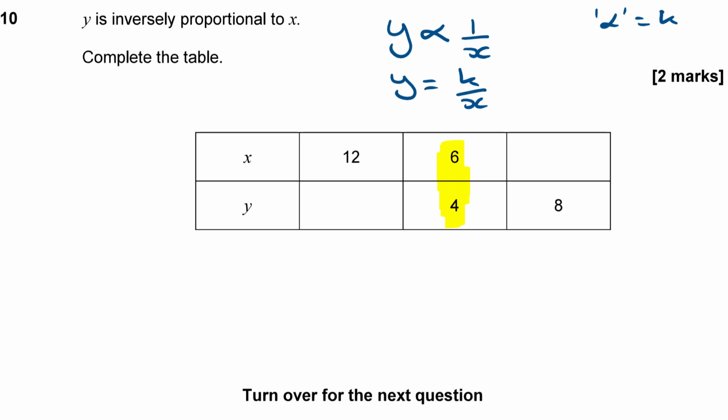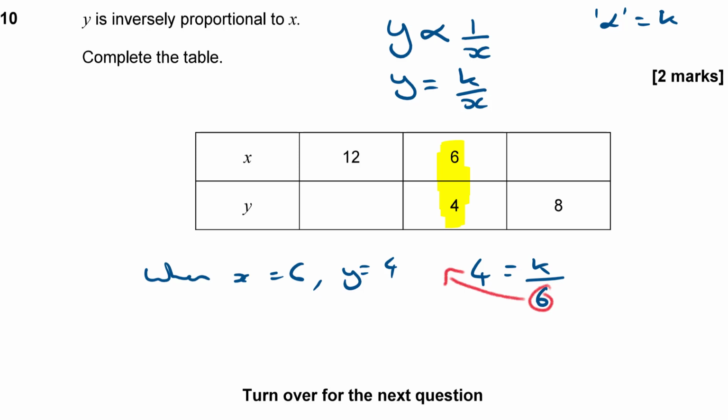When x is 6, y is equal to 4. So sub in x equals 6, y equals 4 into my partial equation, y equals k over x. I should be able to find out what k is. So that becomes 4 equals k over 6, replacing y for 4 and x for 6. Then multiplying both sides by 6, I'm going to get k is equal to 24, aren't I?